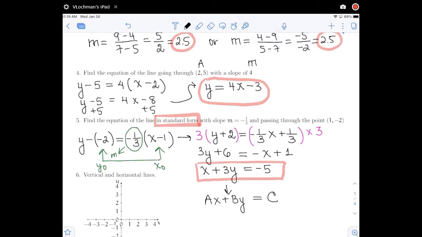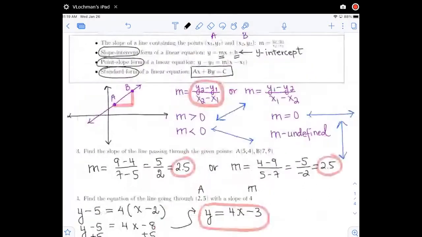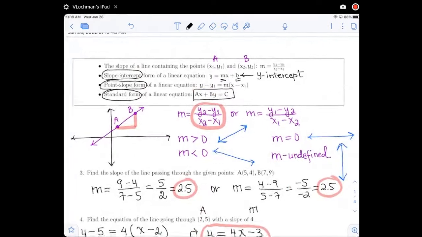Real quick. The ax plus by equals c, that's the standard form, right? That's correct. Yes. Thank you. Let me go back up here. Yeah, here we go. This is your standard form.